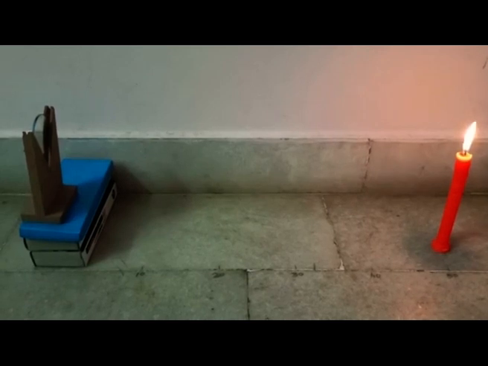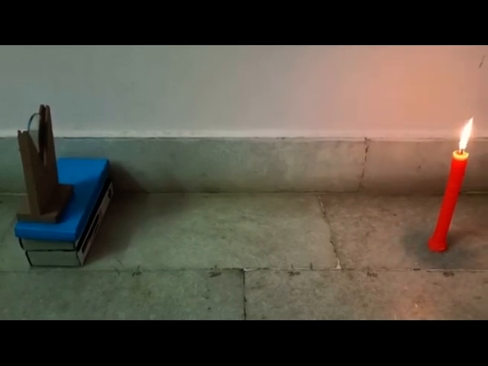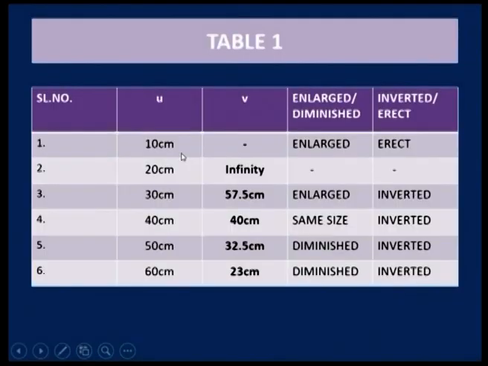Okay children? Then let us move the object to 50 centimeters. When we move the object to 50 centimeters, the image appears in between the mirror and the object. Now the size of the image gets diminished, but it is still inverted and you can still see it on the screen. That is, it is a real image. Now we are getting the image distance as 32.5 centimeters. We will make a note of it and try to infer some data from it.